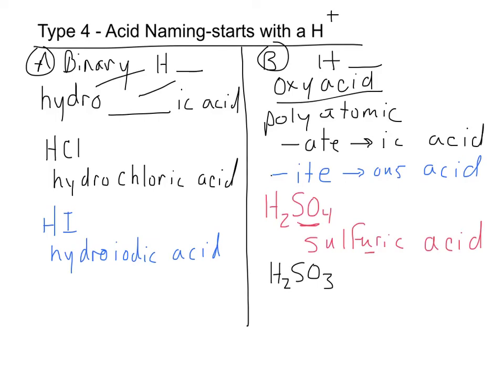SO3 is sulfite, so it's one less oxygen, so it's going to fight, and it's going to take two of us to fight, so it becomes sulfurous acid. Same thing's going to happen with any polyatomic. If it ends in ate, it goes to ic and acid. If it ends in ite, it goes to us and acid. Okay, pretty easy for type 4.